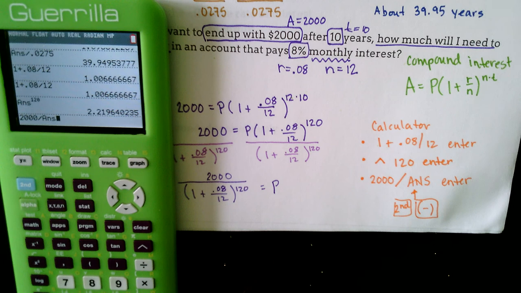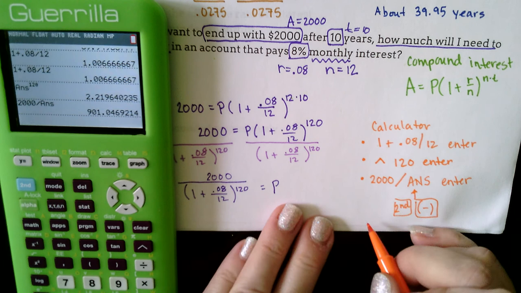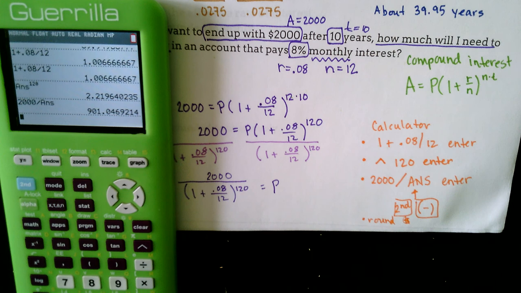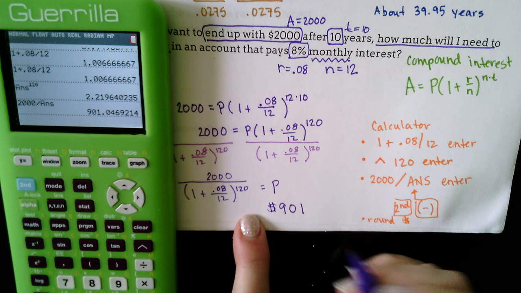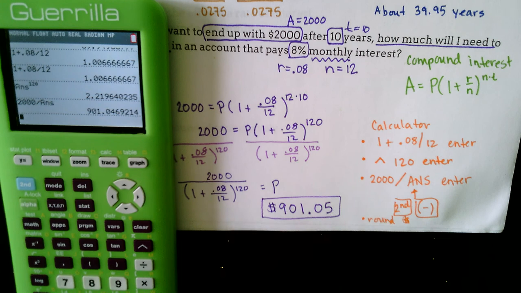And since this is money, I'm going to round to the nearest penny, unless it tells me something different. It may say round to the nearest dollar, but I'm going to round to the nearest penny. So I need to invest $901.05 so that I will have $2,000 after 10 years.